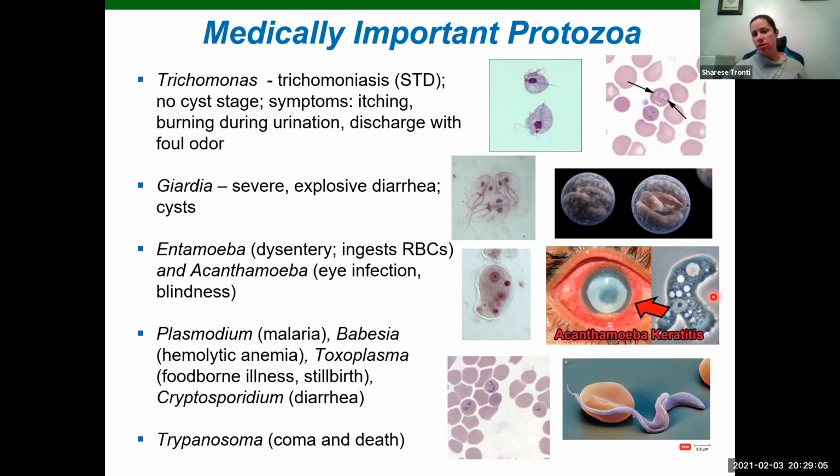Plasmodium causes malaria. We're going to talk more about that one in a minute. Babesia causes hemolytic anemia. Toxoplasma causes a foodborne illness. But where it's really significant is that it causes stillbirth. So pregnant women have to be very careful to not expose themselves to Toxoplasma, which can be carried by cats. That's why they usually tell pregnant women not to clean out the litter box. We also have Cryptosporidium, which causes diarrhea, and Trypanosoma can cause coma and death.